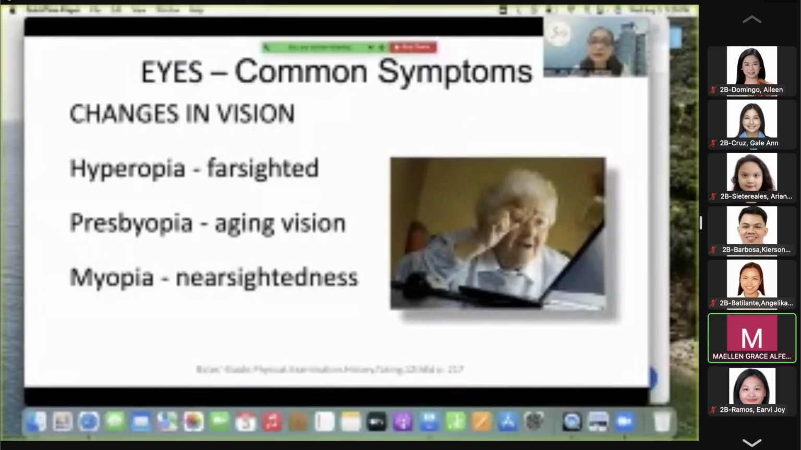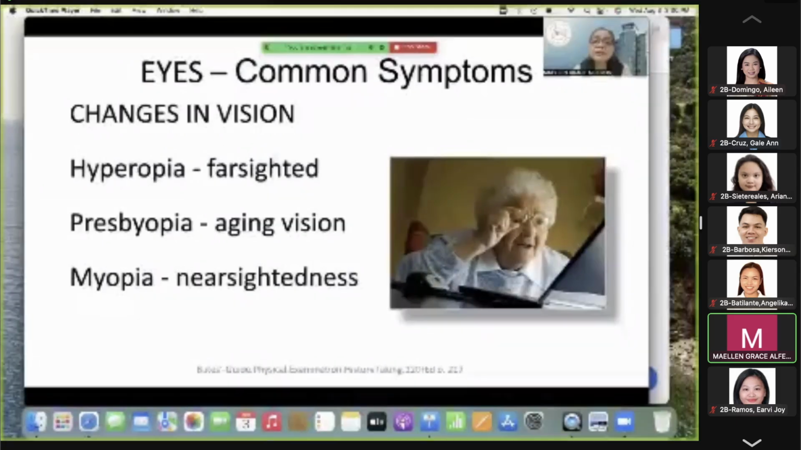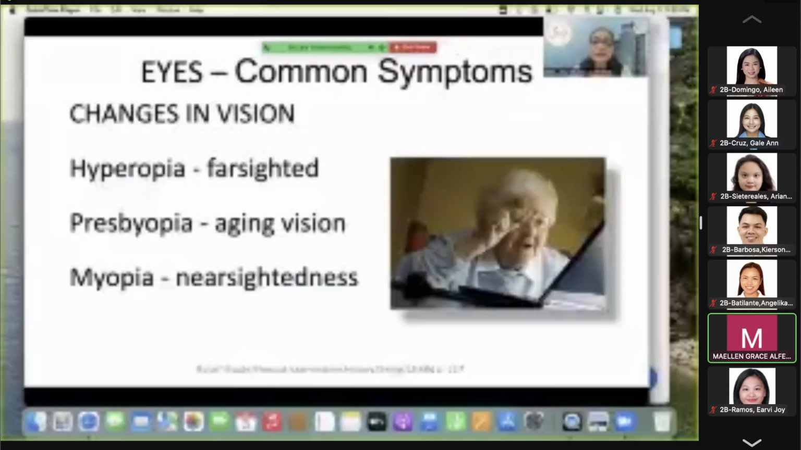the patients, no? Now, nearsightedness is also called myopia, wherein you have problems in far vision. So you have problems looking at a distance, particularly in driving.